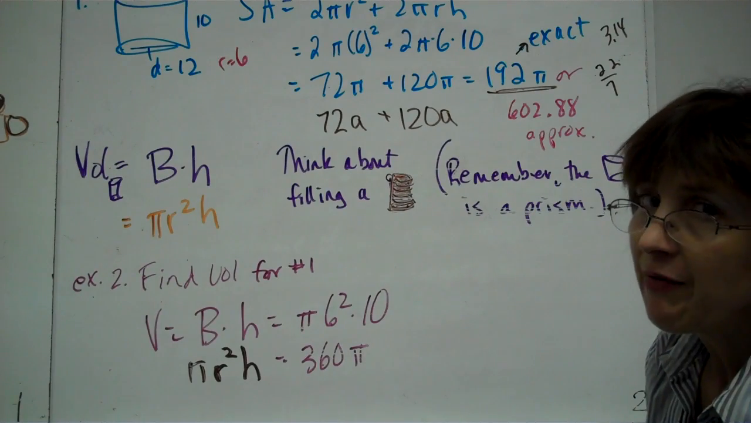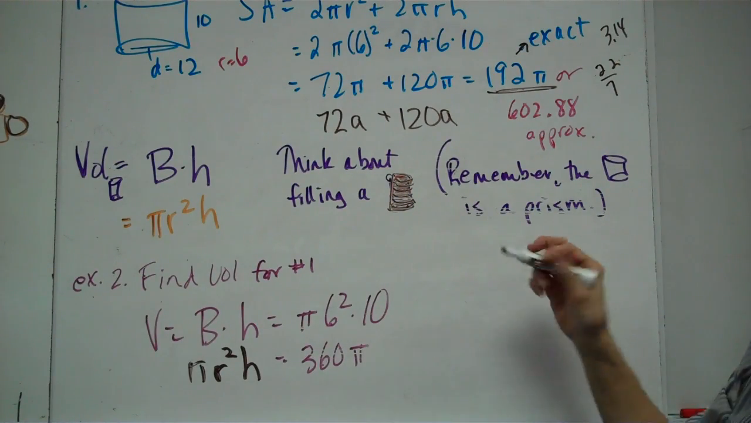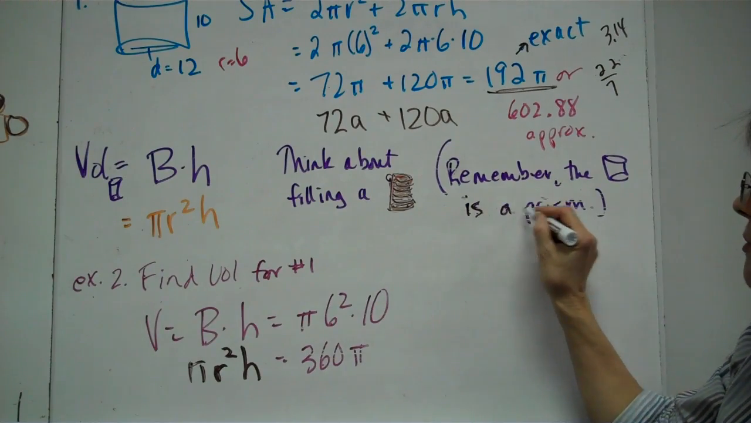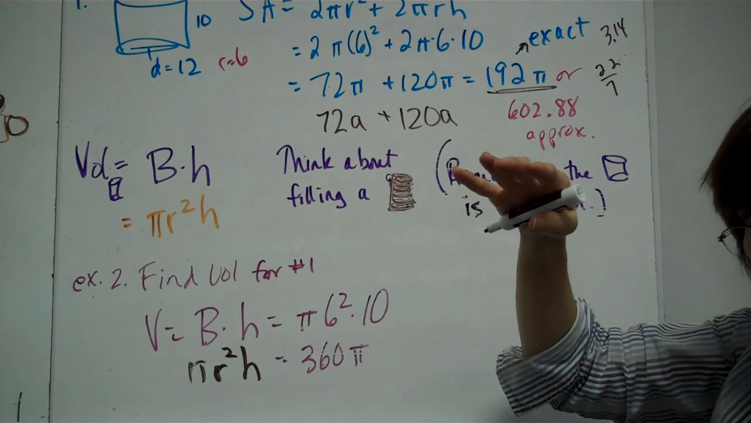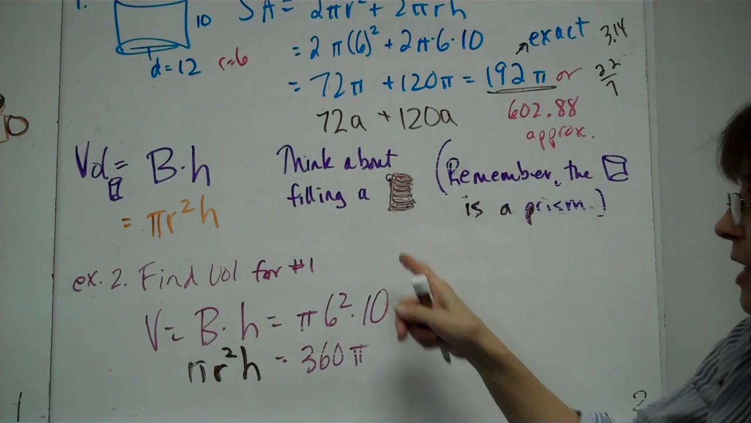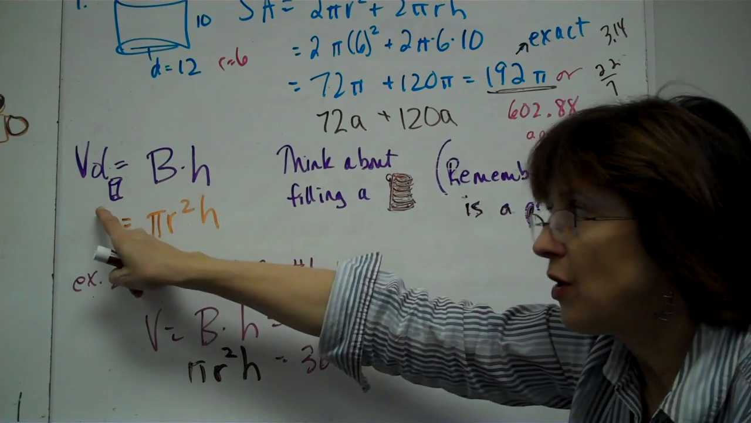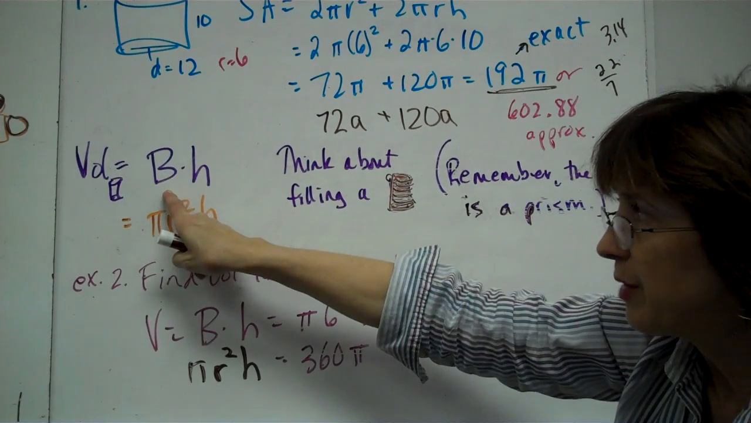Okay, now we think about volume. Remember, the cylinder is a prism. A prism is where the bases are congruent and parallel, which we have, 2 circles that are parallel and congruent, and it goes straight up and down, right? So a cylinder is a type of prism. All the formulas for the volumes of all the prisms are area of the base times the height.